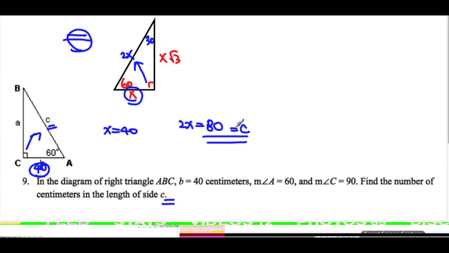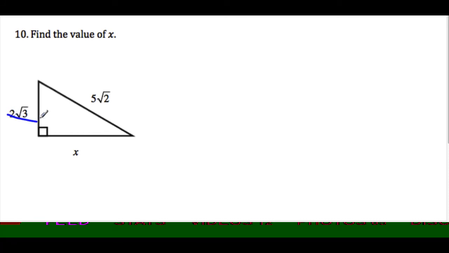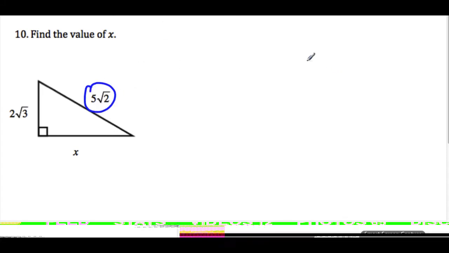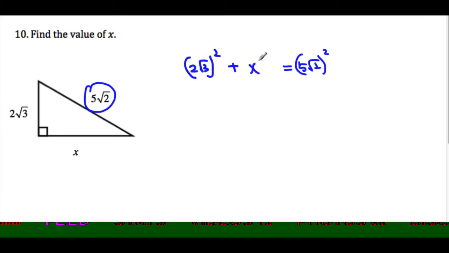Rather simple. Number 10, find the value of x. We have to use the Pythagorean Theorem. Here, what we have to do, this is the hypotenuse, so we're going to write down 5 square root of 2, whole thing squared. How about here? 2 radical 3, whole thing squared, plus x squared.